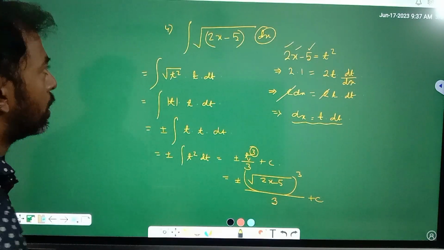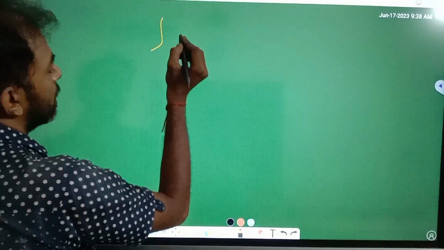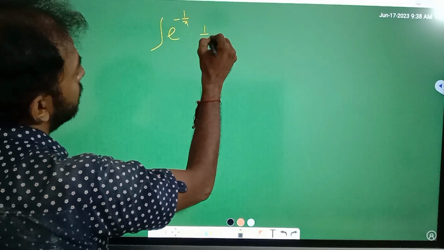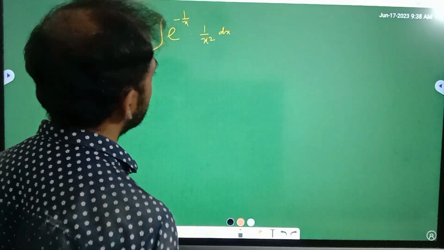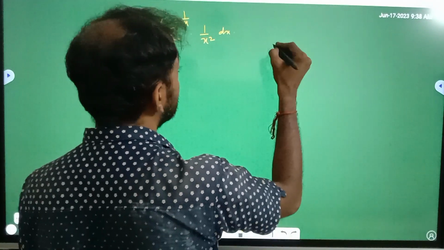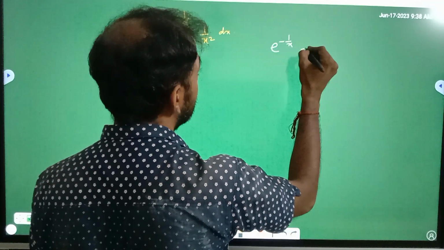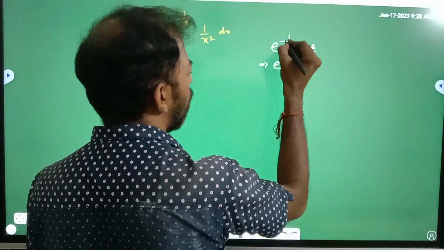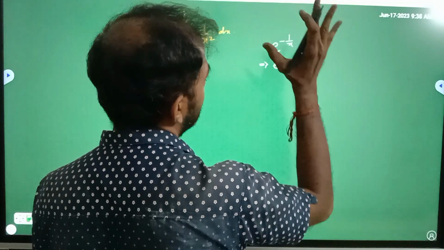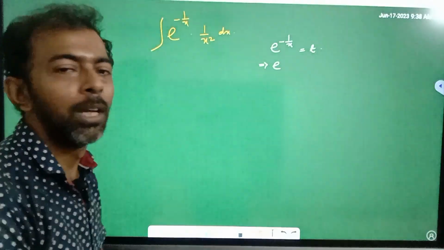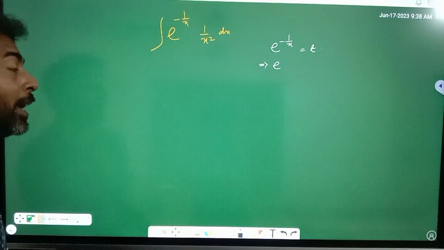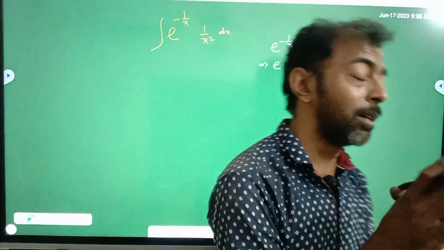That's our actual procedure. So we're considering another example. Say integration e power minus 1 by x into 1 by x square dx. So what will be the procedure here? If we consider e power minus 1 by x as t, then what will be the derivative? We all know that the derivative of e power x is e power x, yes or no? e power x is such a function whose derivative value is also e power x, whose integral value is also the same, e power x.